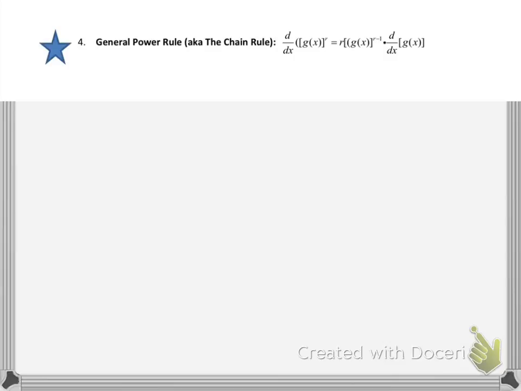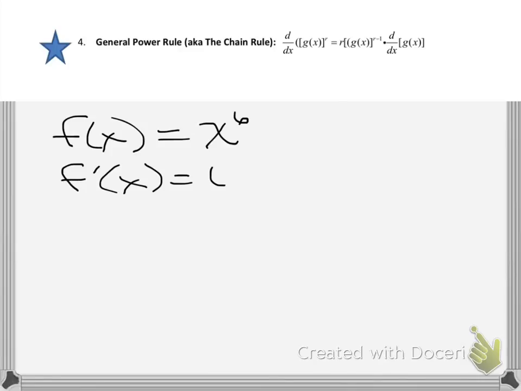Okay, the easiest way to understand the general power rule is to first look at the power rule. What if I said f of x equals x to the 6th? You would tell me that f prime of x equals 6x to the 5th, and you would be good. What I'm seeing right here is that my x is raised to a power. The way the general power rule shows up is the following.